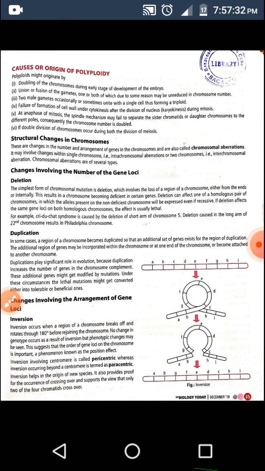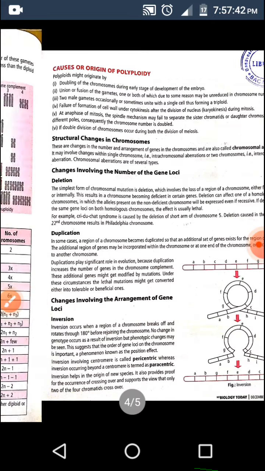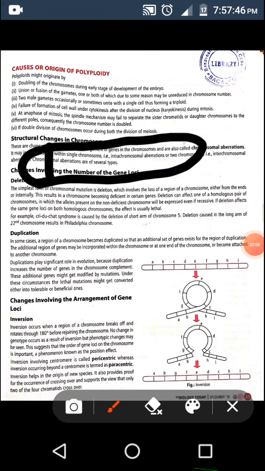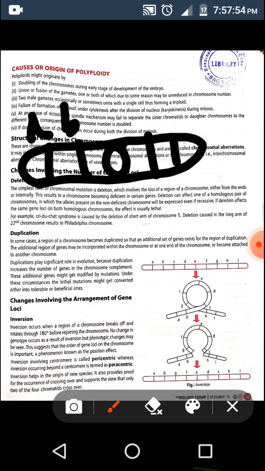The next one is duplication. Duplication is nothing but a part. This is your chromosome and these are your segments. For better understanding, let's make this ABCD. If you observe a duplication in your chromosome, there is a multiplication or duplication of these segments seen in the chromosome.